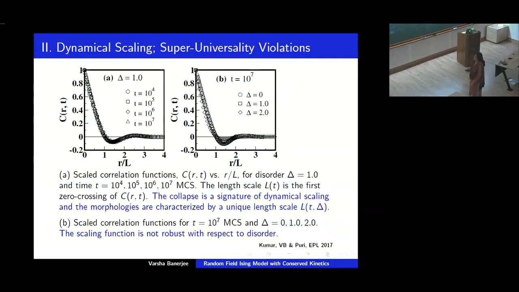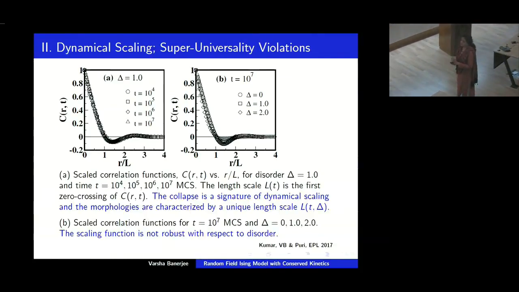However, if we fix the time and look at different values of delta, one sees that they don't collapse onto a master curve, okay? And which indicates that the scaling function is not robust with respect to disorder. So that's what one calls the super-universality violation, because if the system is invariant to the amount of disorder you have, you call it super-universality. And in fact, the RFIM with non-conserved dynamics has been treated as, people have observed that it obeys super-universality.